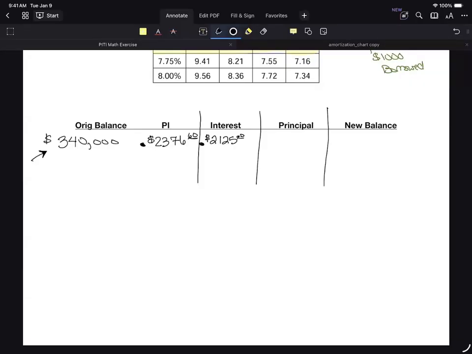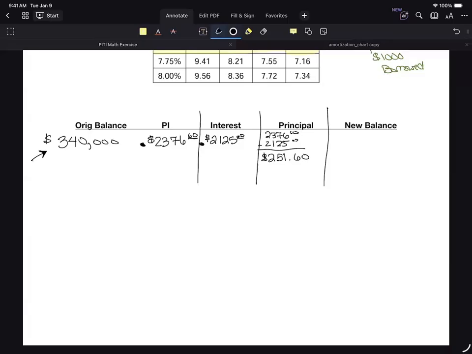Subtract. There you go. $2,376.60 minus $2,125 is going to give us $251.60.